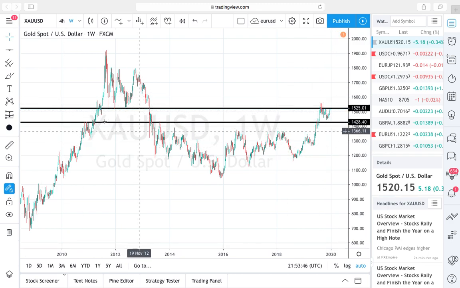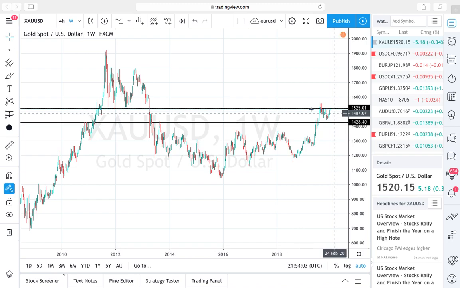So why I put this line there is because we had a rejection there, price failed to break here again, failed to break again, and we also had some sort of indecision in this area here. So for me, it's actually a strong level of support. So if I was to trade a bounce or a break, right?